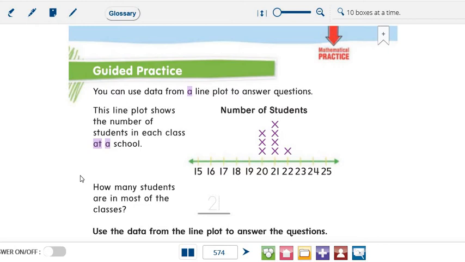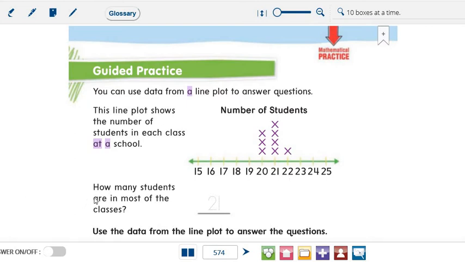Now let's solve the next example. This line plot shows the number of students in each class at a school. These are the number of students and these are the number of classes with these number of students. From this plot, we can know that there are 3 classes with 20 students. And there are 4 classes with 21 students. And there is only 1 class with 22 students.